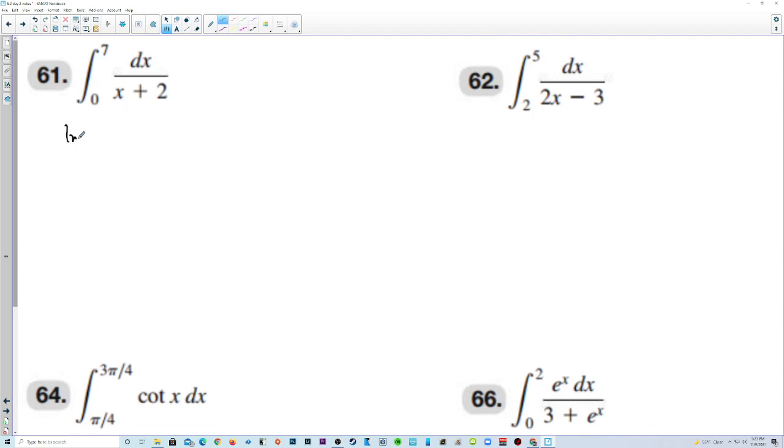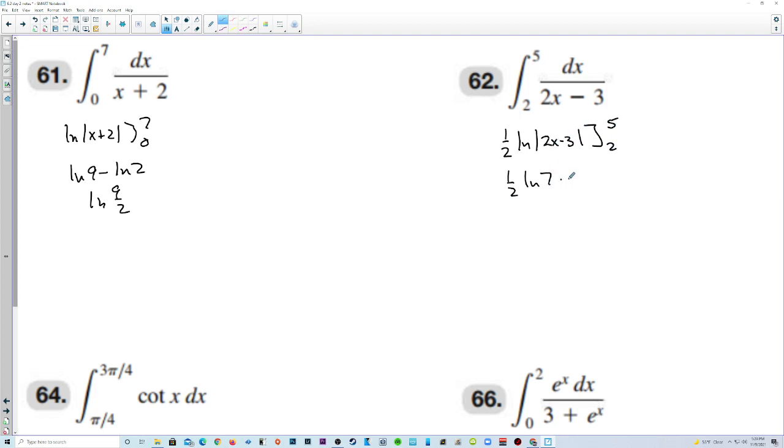Well, this one is the natural log of the absolute value of x plus 2 from 0 to 7. So natural log of 9 minus natural log of 2, so natural log of 9/2. Over here, this is going to be 1/2 times the natural log of absolute value of 2x minus 3, and we're going from 2 to 5. So we have 1/2 natural log of 10 minus 3 is 7, minus 1/2 natural log of 4 minus 3 is 1, but that's 0. So we have the natural log of the square root of 7.